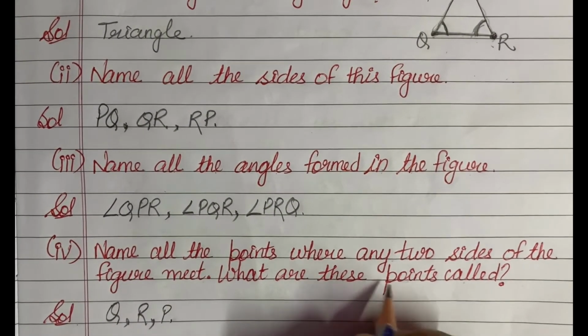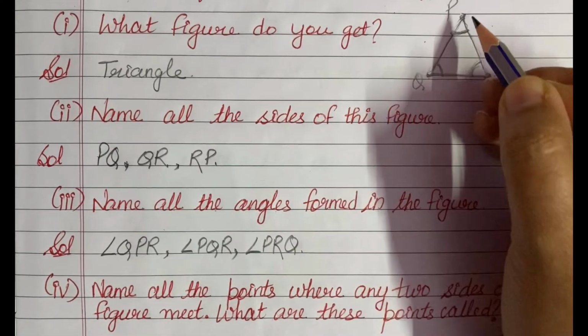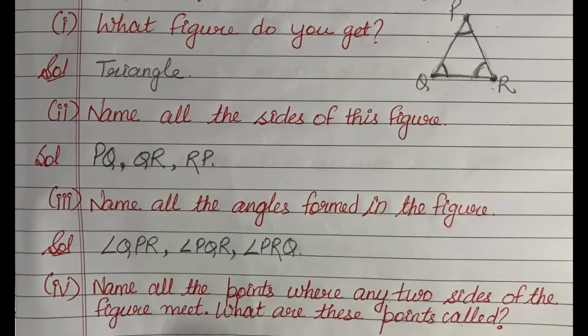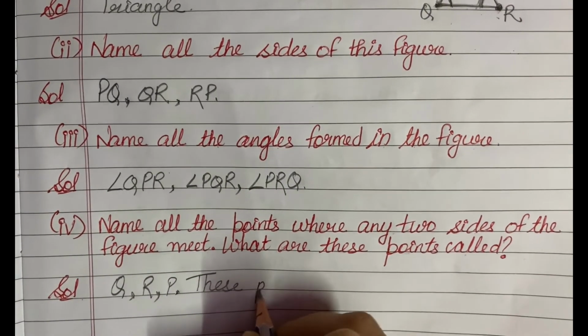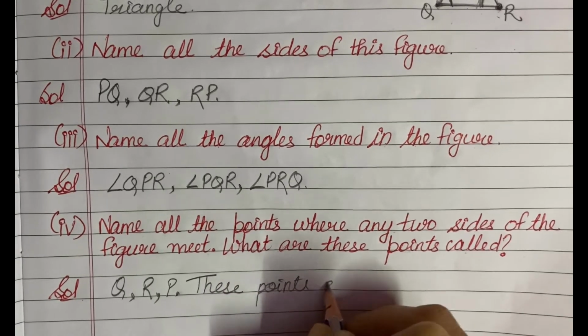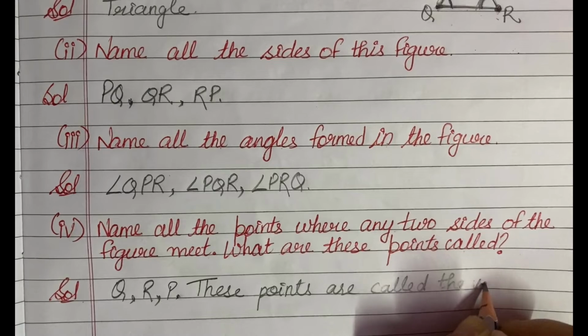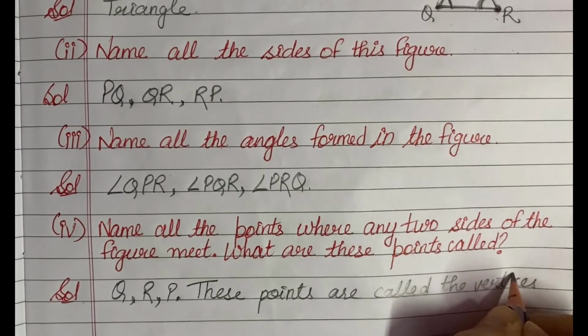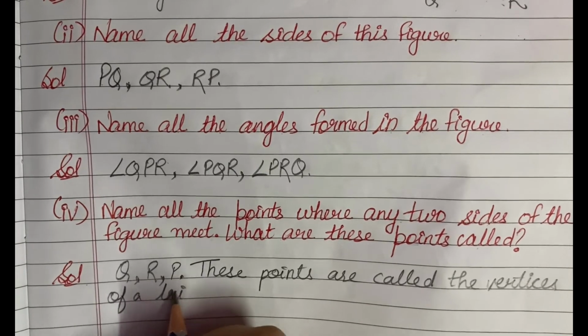Now what are these points called? These points are called the vertices. So write here these points are called the vertices of a triangle. Hopefully it is clear to you.